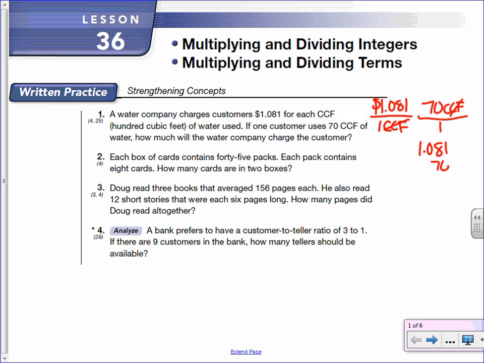and 70. So for now we ignore the decimal point, and 70 times 1 is 7, 7 times 8 is 56, 7 times 0 is 0, plus 5 is 5, and 7 times 1 is 7. And then we ignored 1, 2, 3 decimal places, so we moved the decimal place 3 places. So $76.67.